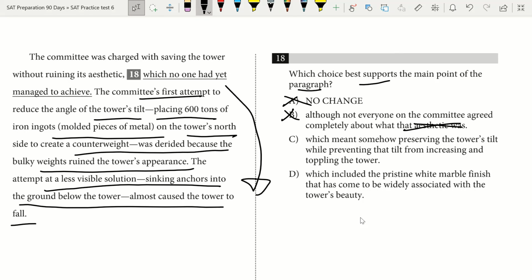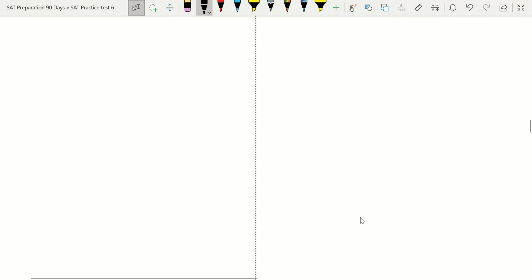Okay, so C says, which meant somehow preserving the tower's tilt while preventing that tilt from increasing and toppling the tower. That's absolutely correct, right? We want to make sure that we have the tilt still for its aesthetic, but we can't let that tilt increase anymore because then it's going to collapse. Okay, so C is our correct answer there. All right, so 18 is going to be C. Now we are on 19.